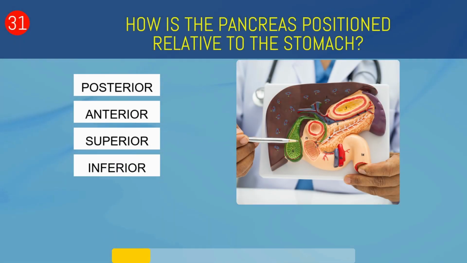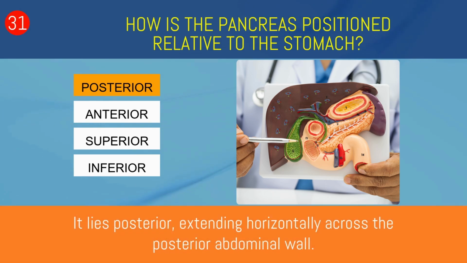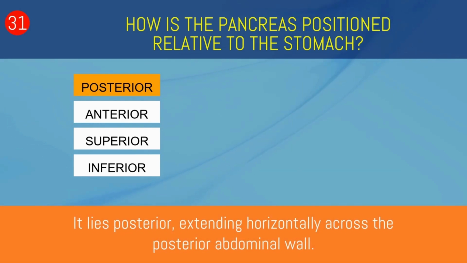How is the pancreas positioned relative to the stomach? Posterior, anterior, superior, or inferior? Posterior. It lies posterior, extending horizontally across the posterior abdominal wall.